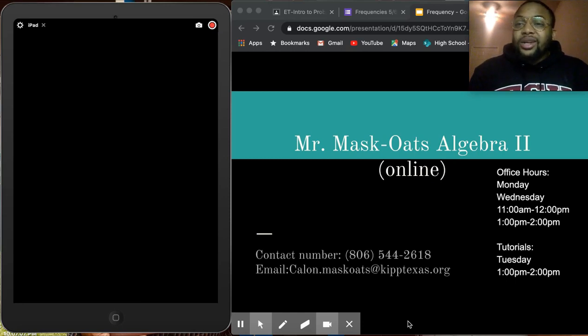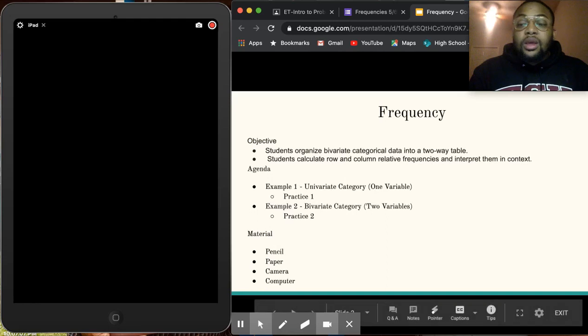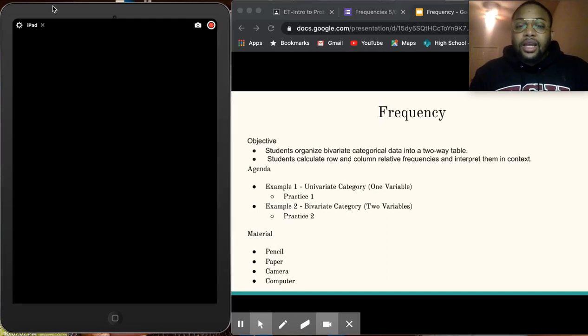All right, as you know, I'm Mr. Mask-Oats, and today we're going to be talking about some Algebra 2. So today we're going to learn something called frequencies. Our objective for today is that we are able to organize bivariate categorical data in a two-way table, and that you are able to calculate row and column relative frequencies and interpret them in context.